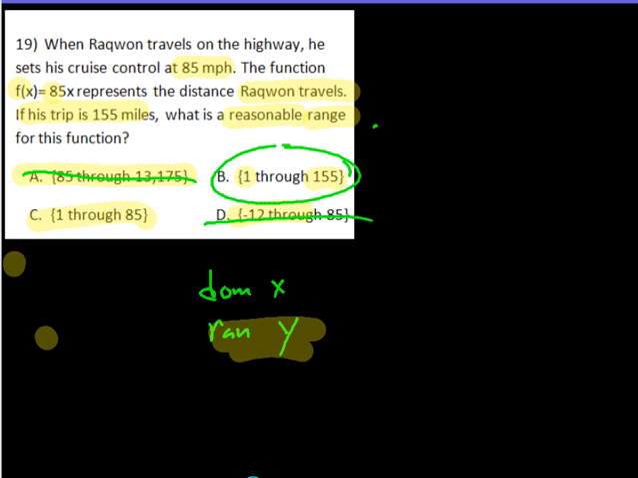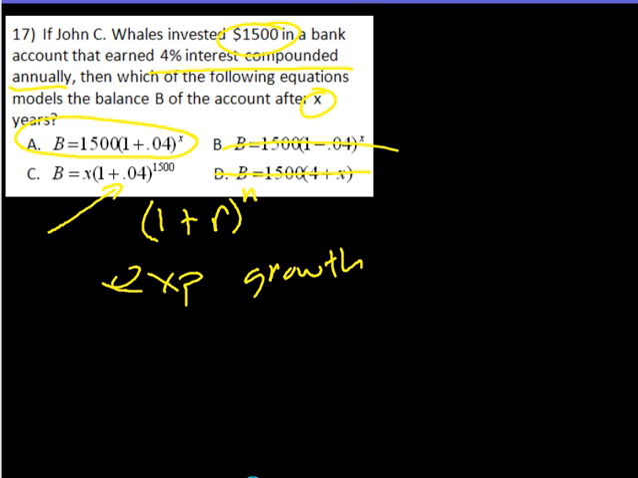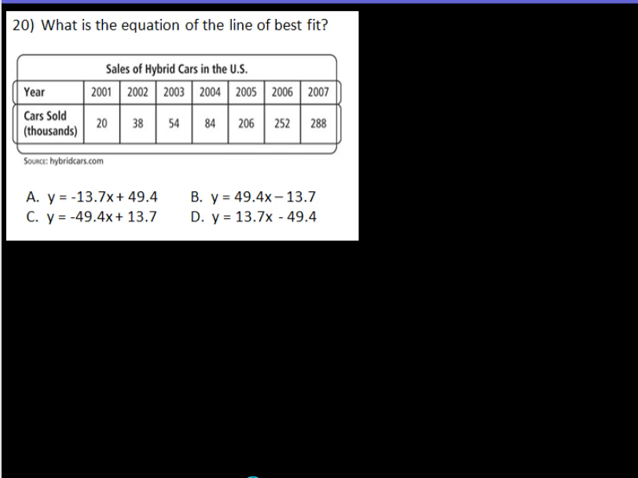Okay, so I'm just trying to think what all I've done here. Okay, we're going to do this equation of best fit in a different video, so we're done with this one.